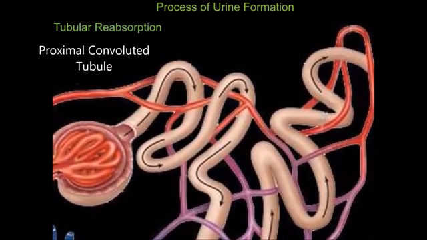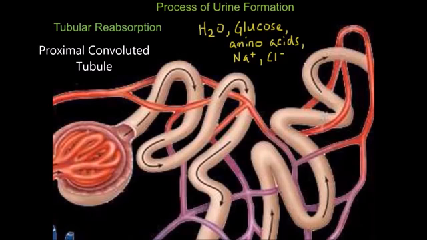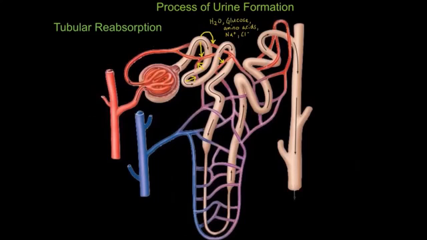Taking a closer look at the proximal convoluted tubule, we see that substances such as water, glucose, amino acids, and ions such as sodium and chloride are reabsorbed back into the body via the peritubular capillaries. From the proximal convoluted tubule, substances then move into this U-shaped structure called the loop of Henle. And there are two parts to the loop of Henle. There's the descending limb and the ascending limb.